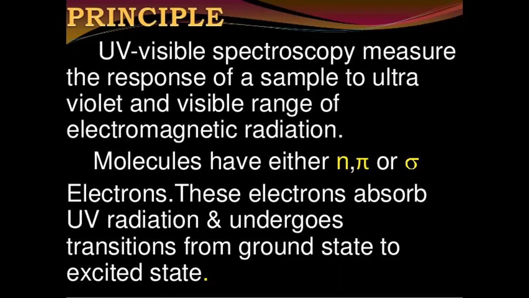Now, first coming to the principle of UV visible spectroscopy. Before explaining the principle, let me give you a brief introduction. As the electromagnetic radiation is divided into five regions, based on the nature of the radiation absorbed by the molecule, we denote the spectra. For the ultraviolet region, you denote it as ultraviolet visible spectra. If it is infrared, you denote it as infrared spectra. For microwave, microwave spectra. For radio frequency, it is radio frequency spectra.